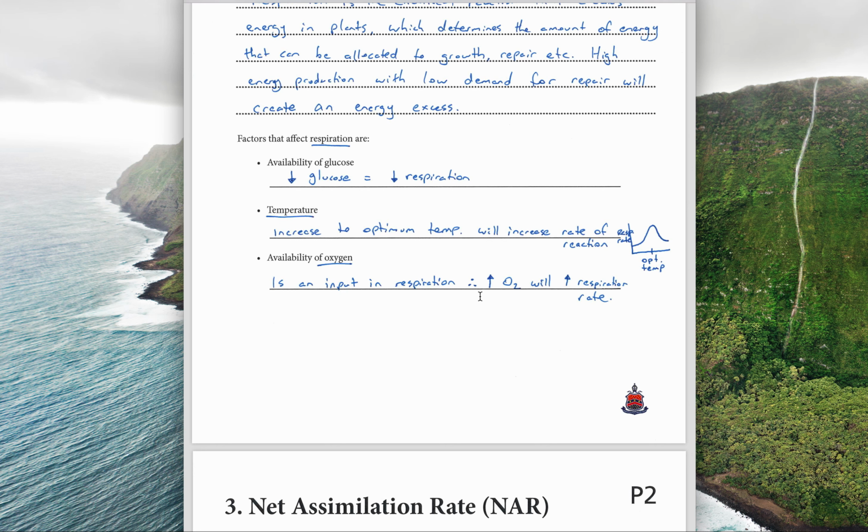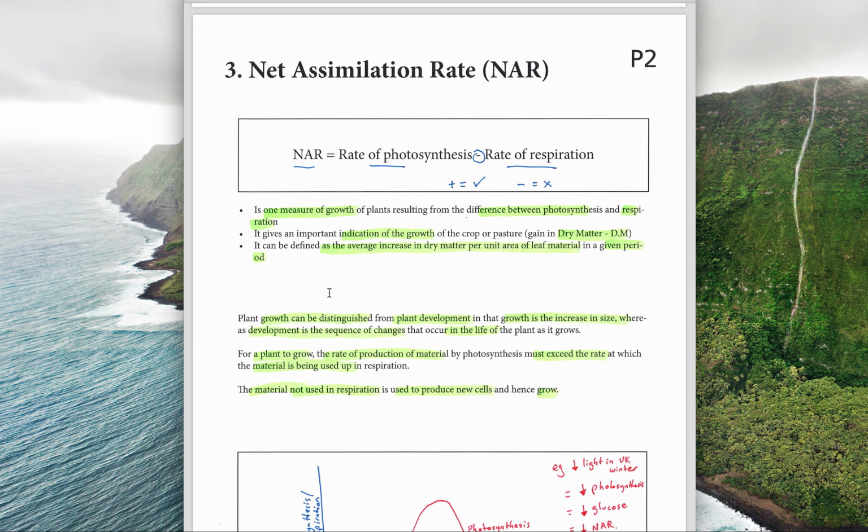Moving on to the third concept, net assimilation rate. Now this is kind of a combination of the previous two. The equation for net assimilation rate is the amount of photosynthesis minus the rate of respiration. Now if your net assimilation rate is positive, that's good. If it's negative, that's bad.